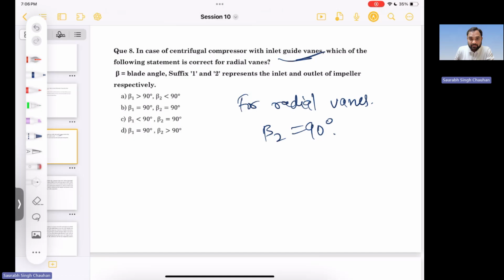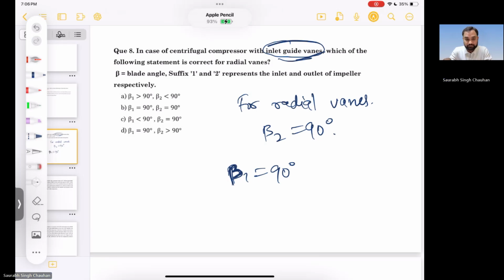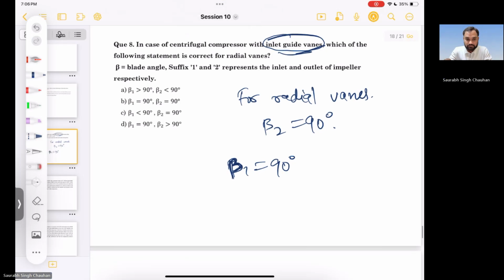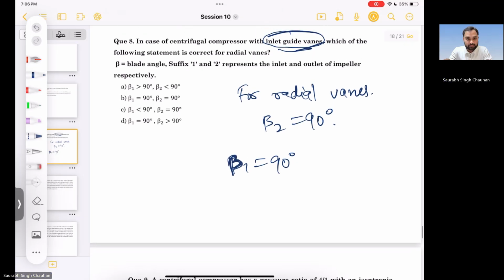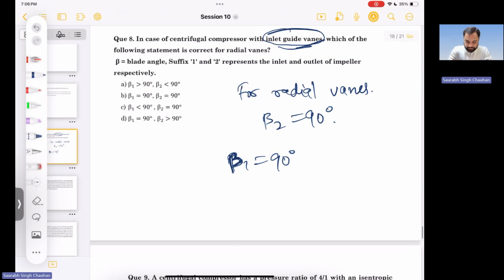Now what about beta 1? Beta 1 is also equal to 90 degrees because we are using an inlet guide vane, and the purpose of the inlet guide vane itself is to make the fluid flow direction radial. I think this is also clear, right? Again, if there is no doubt, then we can move to the next question.